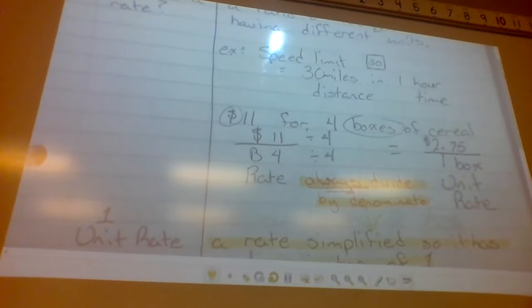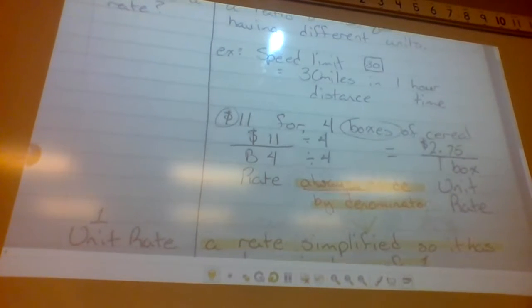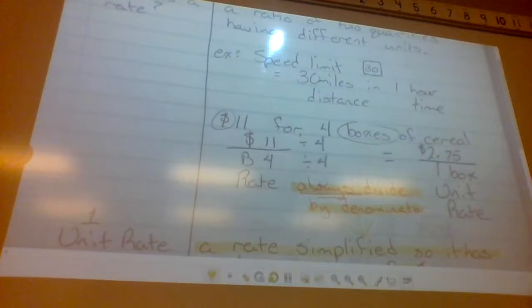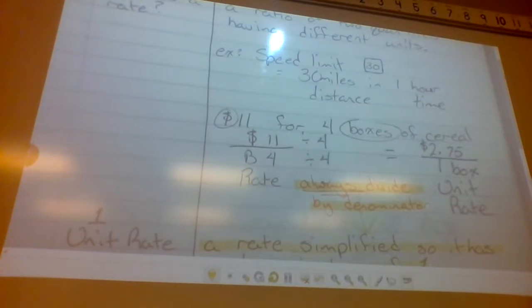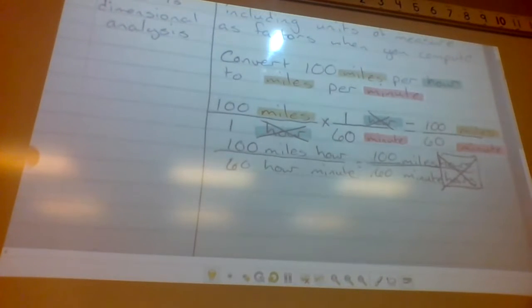Always divide by the denominator. The hardest thing we're going to run into right now is knowing: is this a fraction or a rate? It's a rate, because it has labels. Perfect. It is a rate because you're comparing two different things.